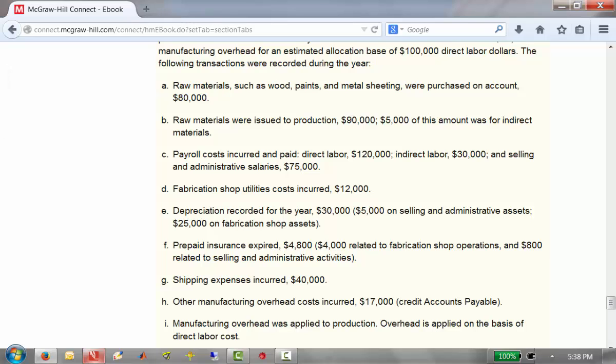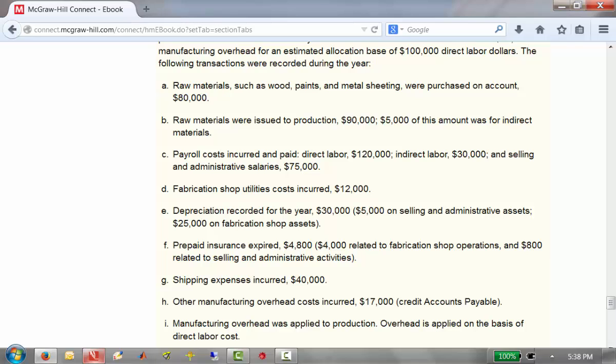Then in part B, they decide to take some of the raw materials out of the storeroom and issue them to production. A total of $90,000 worth of raw materials were taken out of the storeroom and actually put into production, put into work in process. They start to take the materials and use labor and overhead to convert those raw materials to the finished product. Now, $5,000 of the $90,000 was for indirect materials, and $85,000 of the $90,000 was for direct materials.